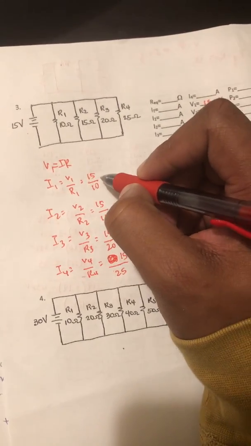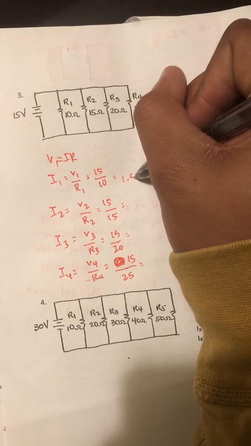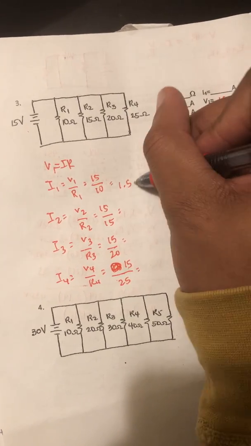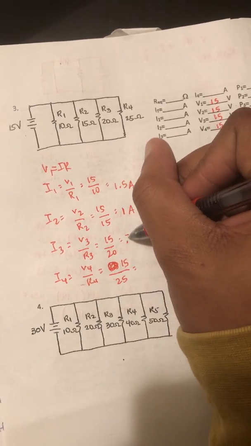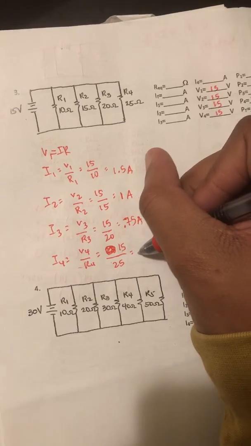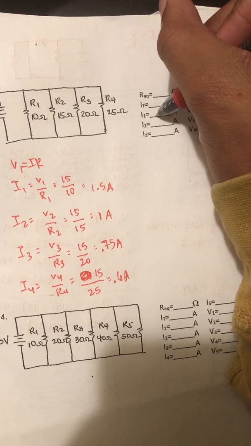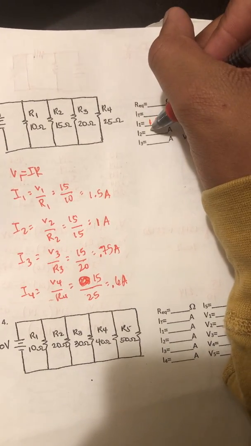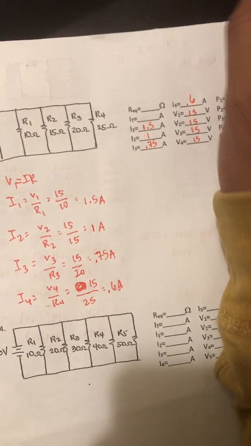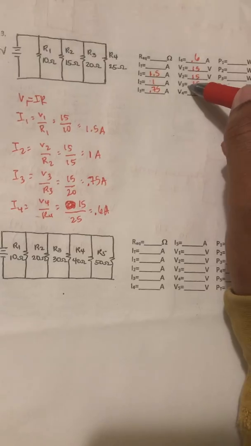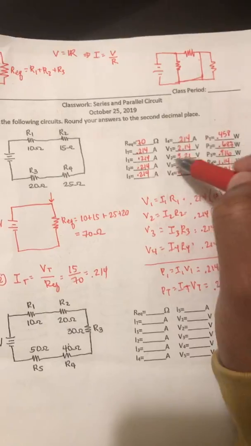All right, so 15 over 10 is going to give me 1.5 amps. This is going to give me 1 amp. This is going to give me 0.75 amps. And this is going to give me 0.6 amps. So let me write all that in my chart. 1.5, 1, 0.75, 0.6. Now, flipping to the front, look, same voltage, different current. Now, for a series circuit, it had the same current, different voltages. So they're kind of like the opposite.